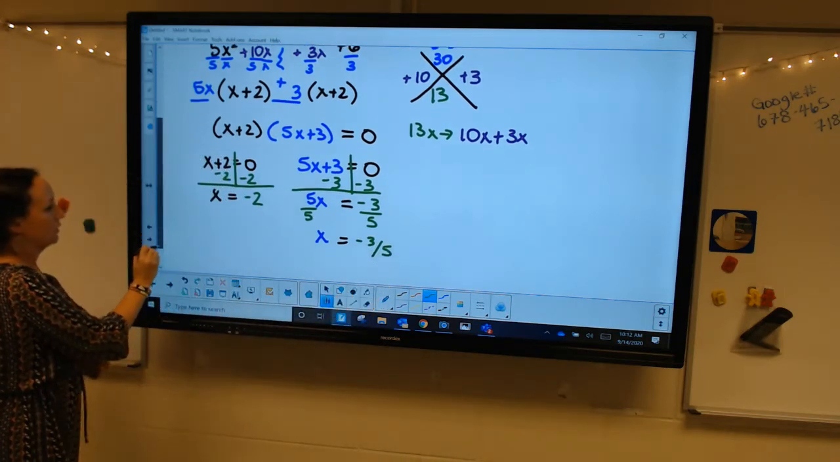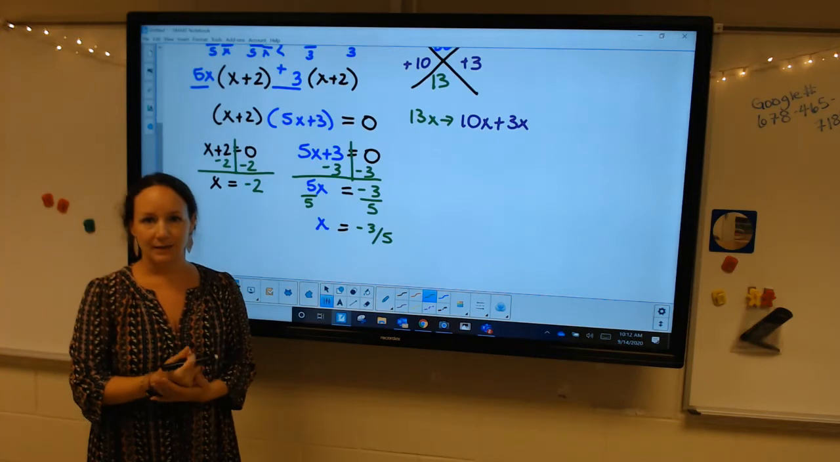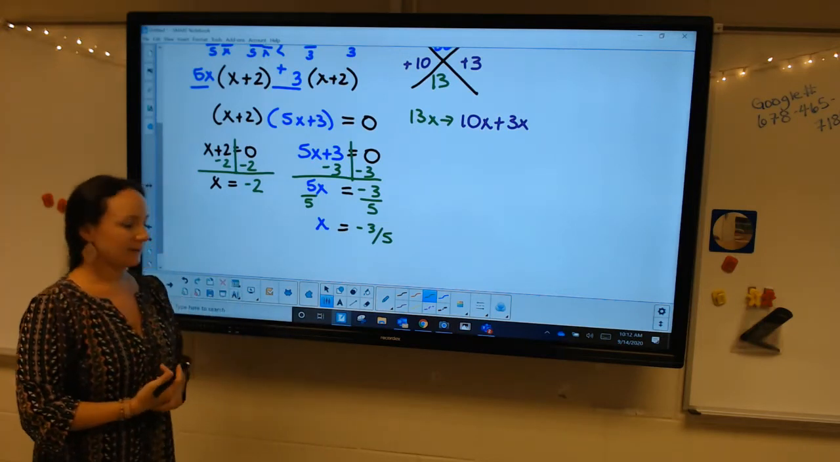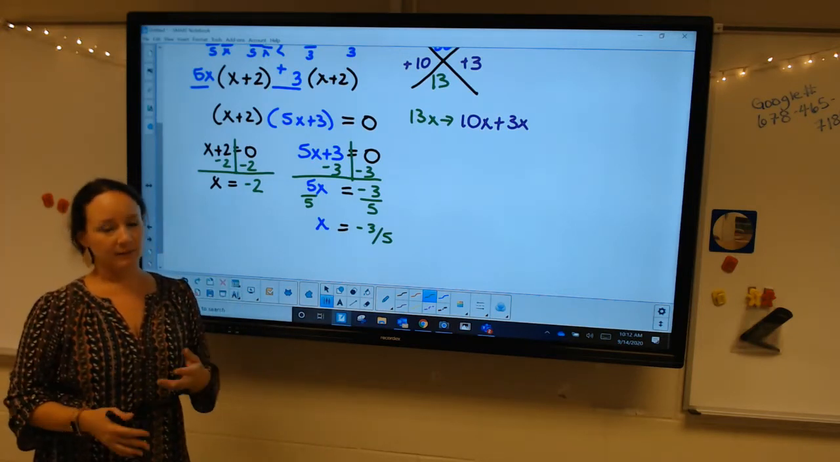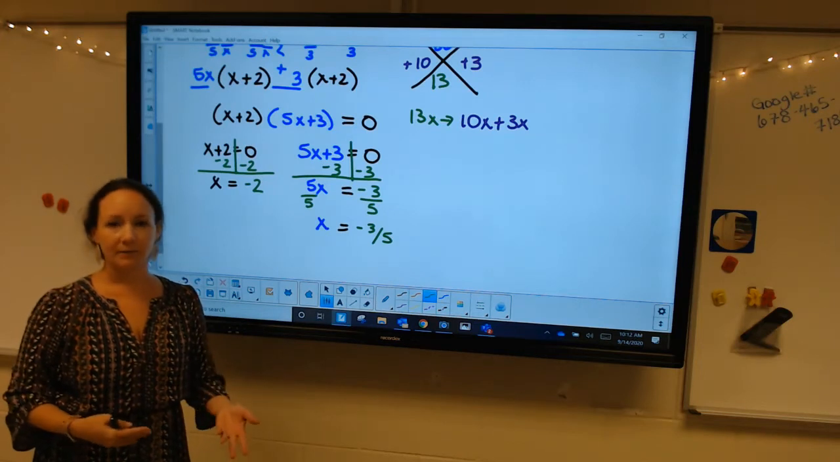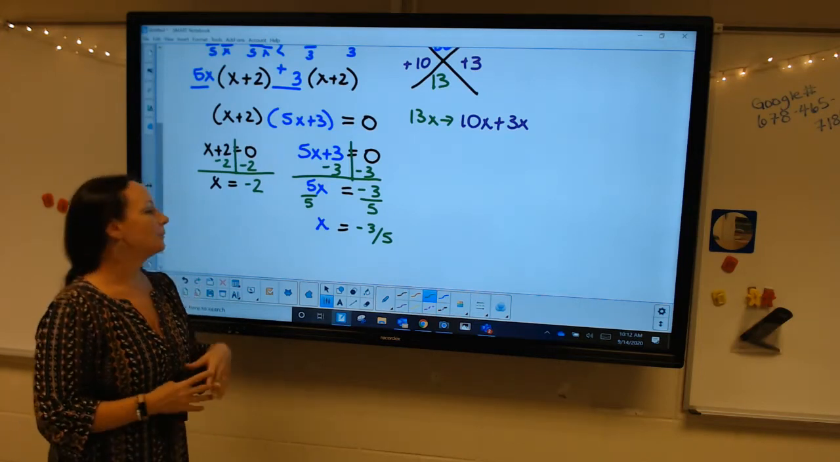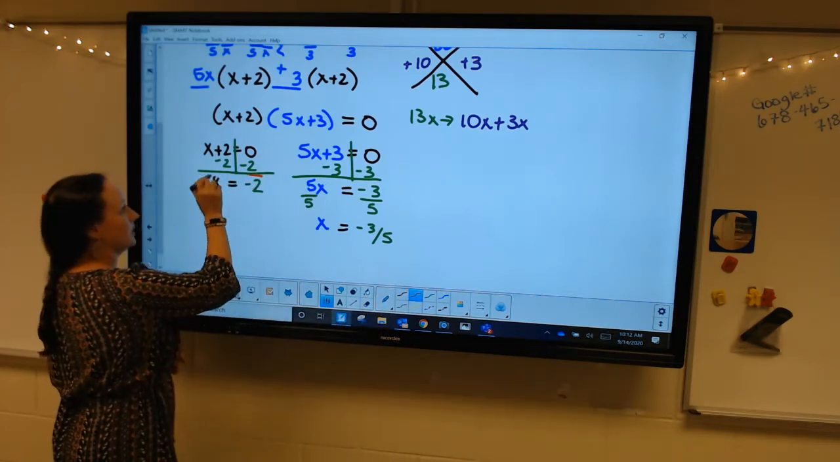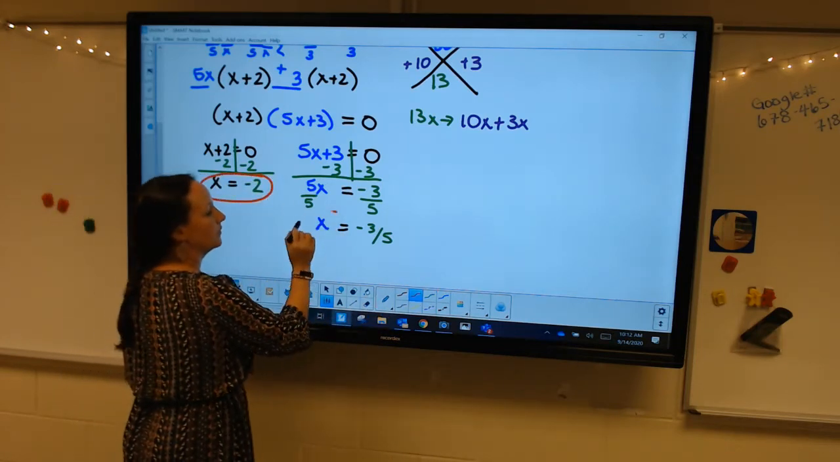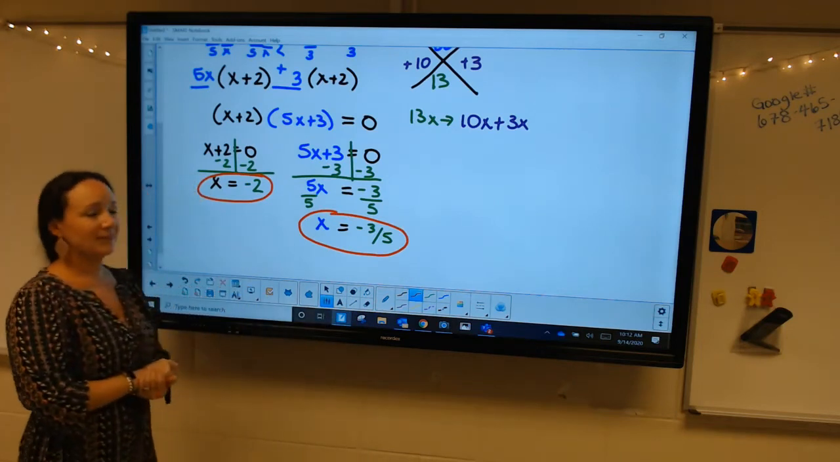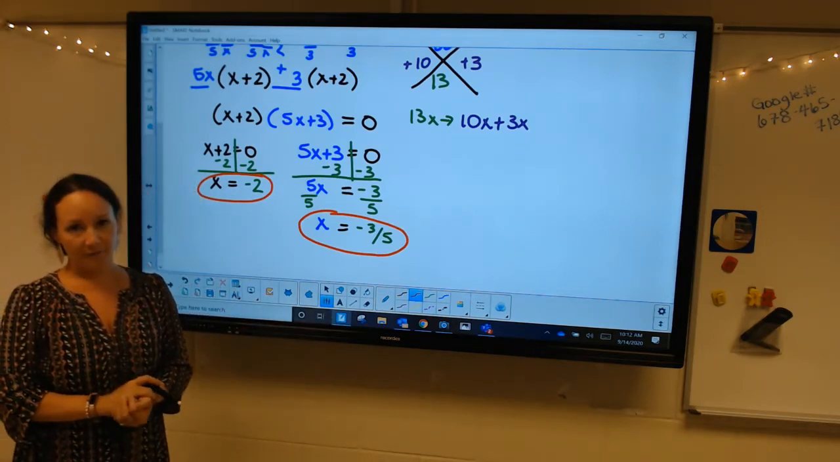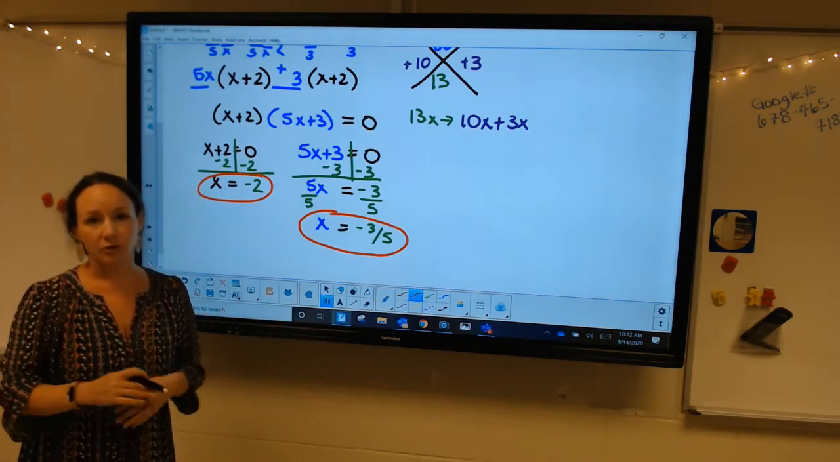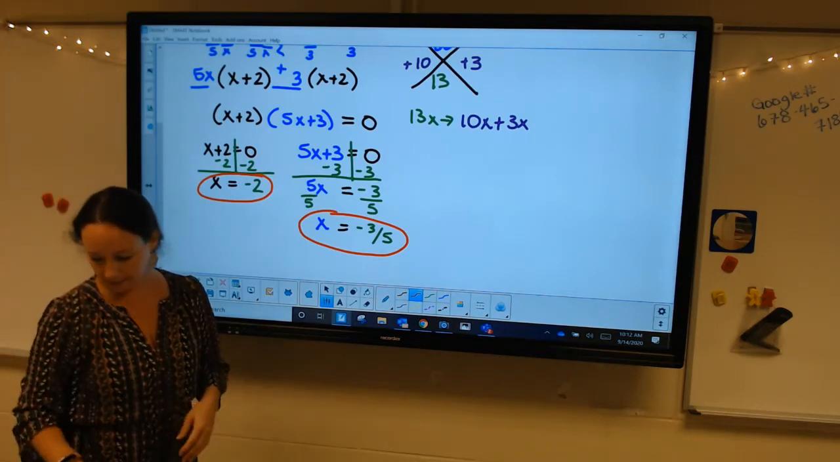I don't want you to turn it into a decimal because I'm not sure how Delta Math is going to want you to put the decimal in, especially if it's a repeating decimal. So we'll just leave it as a fraction, please. So you get 2 answers here, x equals negative 2 and x equals negative 3 over 5. So I'm going to show you one more example of that.